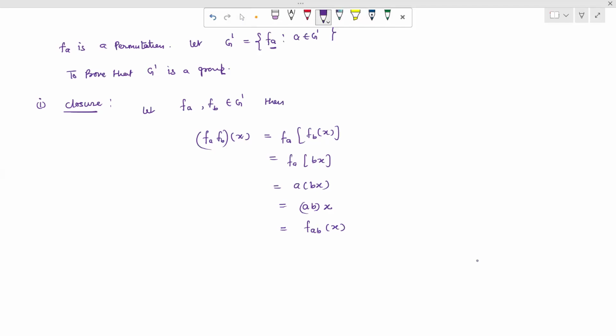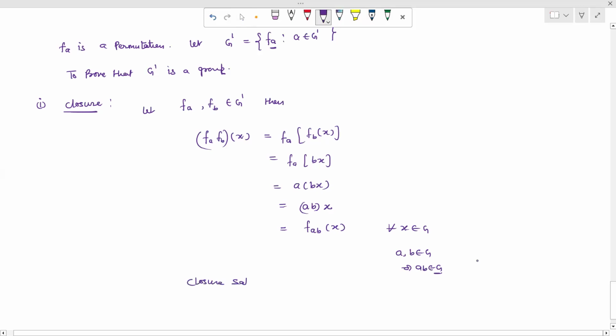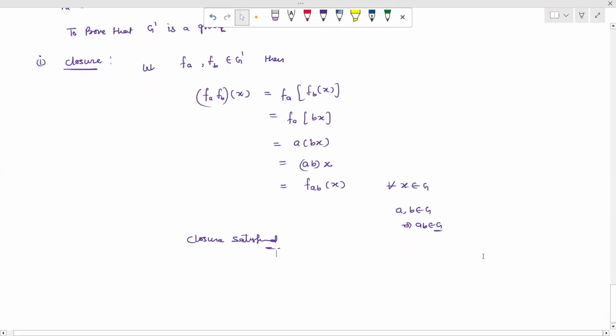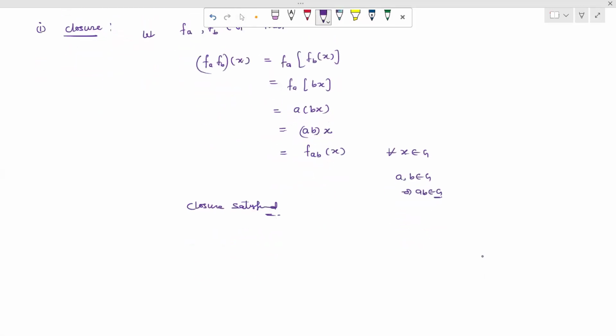So this means the function satisfies the closure property. That means a and b belong to G, which implies that ab also belongs to G. So closure is satisfied. After satisfying the closure property, we shall move to the second property, that is associative. So the second property is associative.